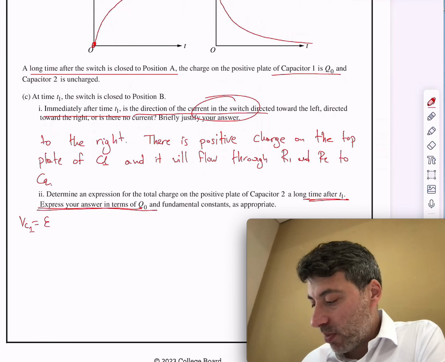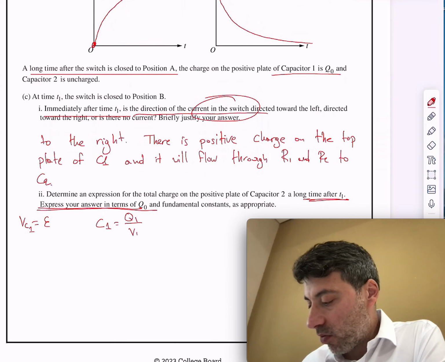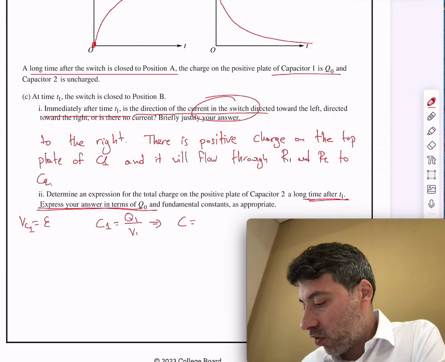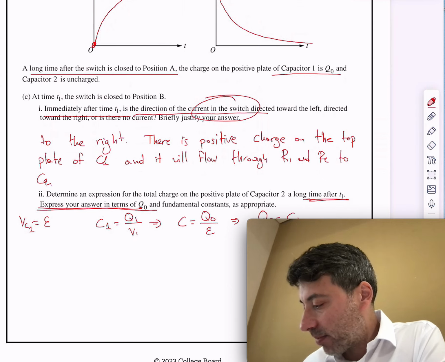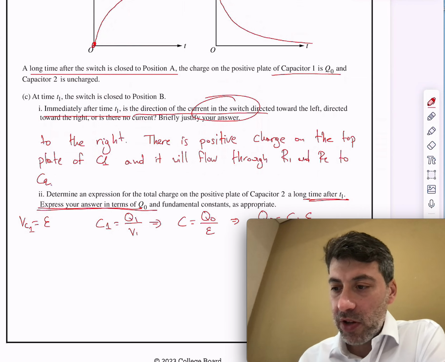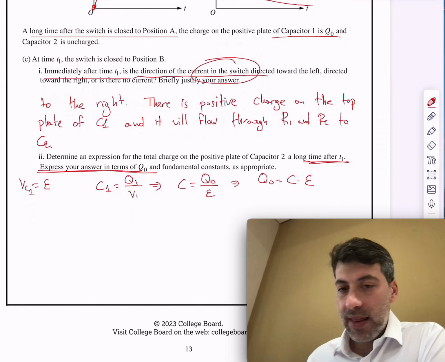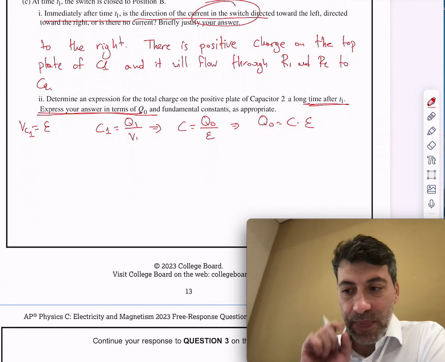And from this, we bring that the C1 was equal to Q1 over V1. So the C is equal to Q0 over the EMF, that is E. From this, we bring that the Q0 is equal to C times E. I'm not 100% sure that we will use it, but this maybe will be useful later.